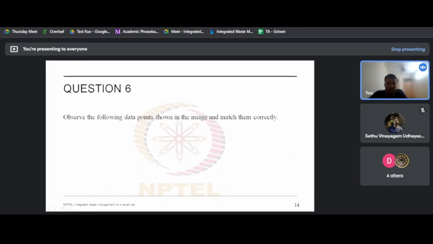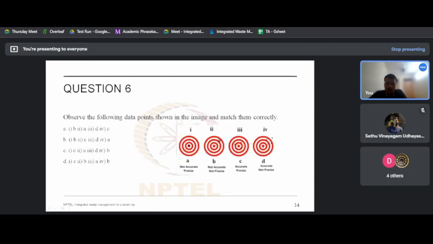Observe the following data points shown in the image and match them correctly. So we are given 4 options here, as you can see in the figure. We need to match them. One set is the numbers 1, 2, 3, and 4 on the top, and these numbers are connected with the diagrams. Then we have the letters A, B, C, D, which are these characteristics, accurate and precise.